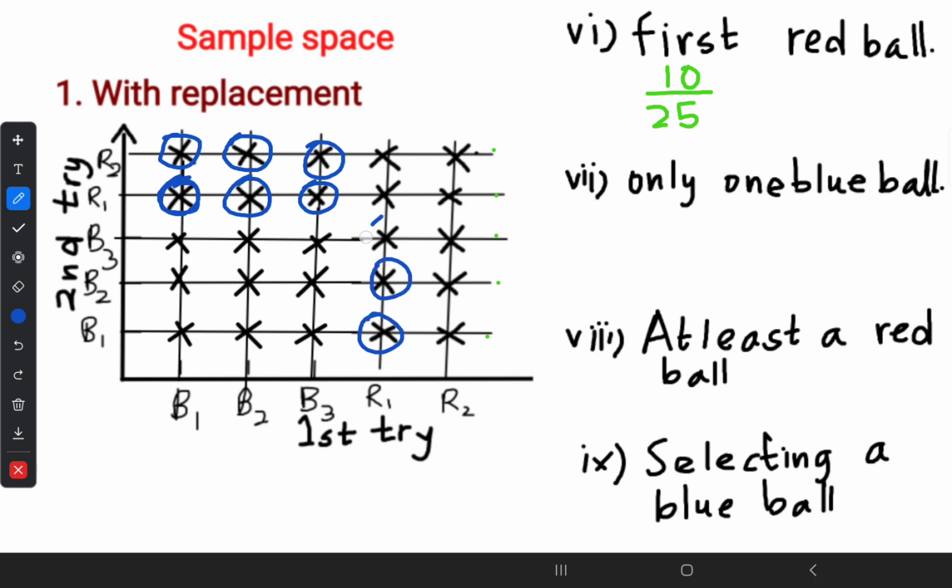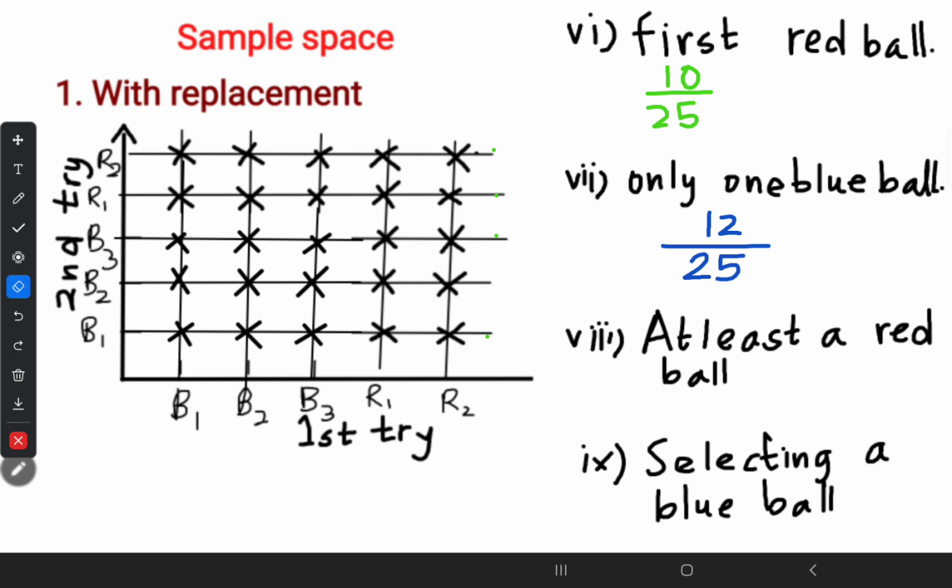Here, here, here. When you check here, both times we are having red balls. There are no blue balls in these events, so we don't want any of them as well. So in total 25 events, 12 are satisfying the condition of having only one blue ball. The eighth one, that's the really important one.